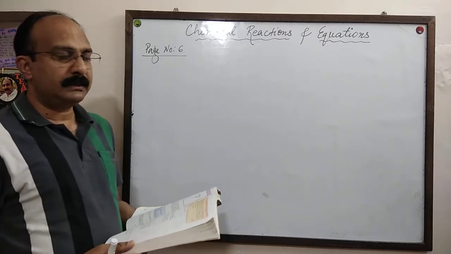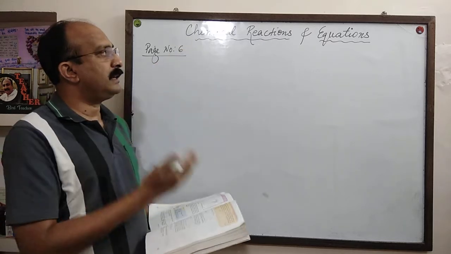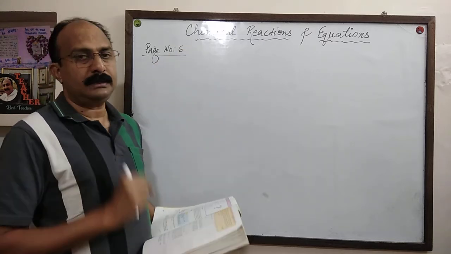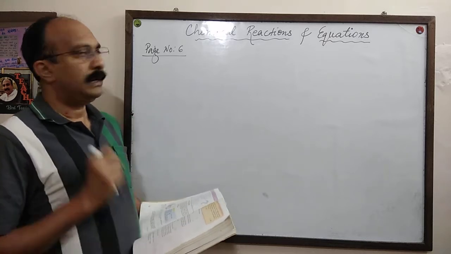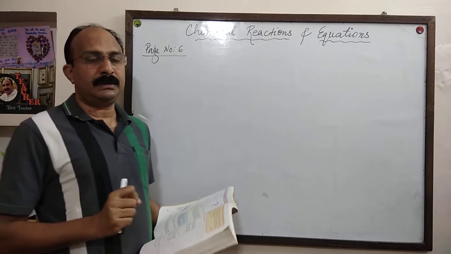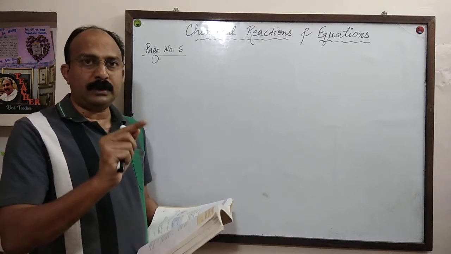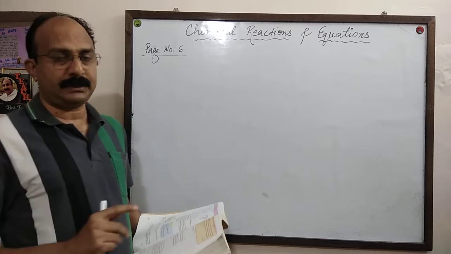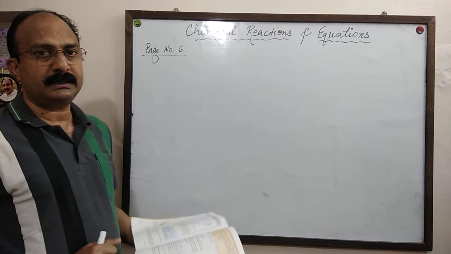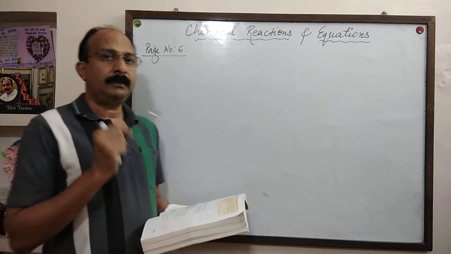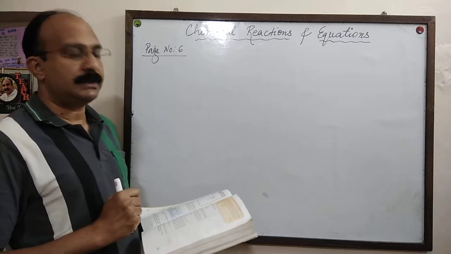In my previous class we have discussed what is a chemical reaction and what is a chemical equation, and in the second part we have discussed how to balance a chemical equation. I repeat, balancing a chemical equation means making the number of atoms of the reactants equal to the number of atoms of the products. Now there are some questions given on page number 6. By solving these questions you will get more idea about balancing a chemical equation.